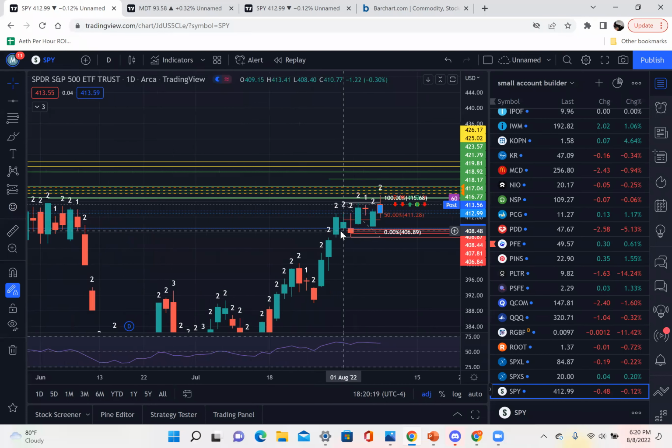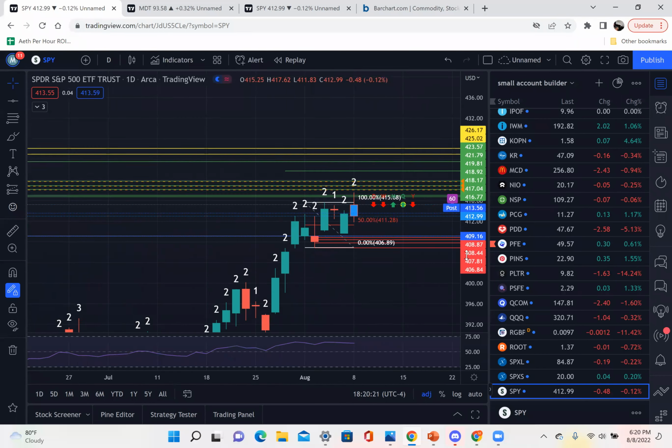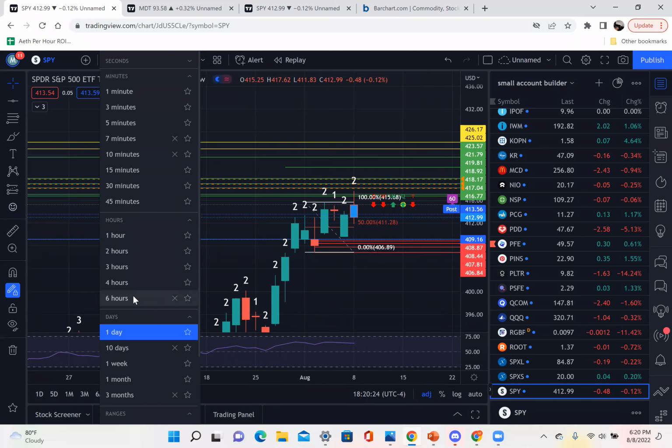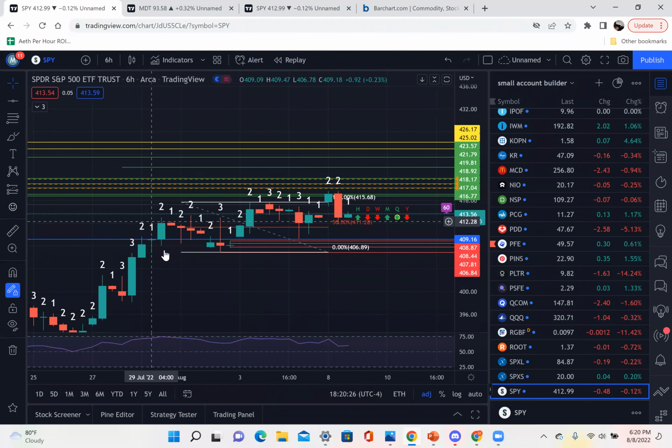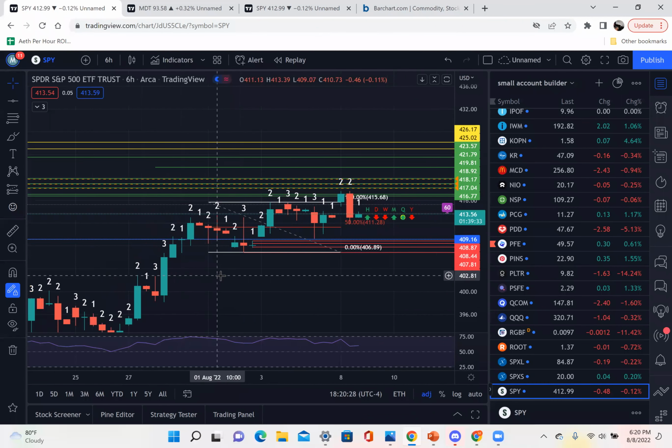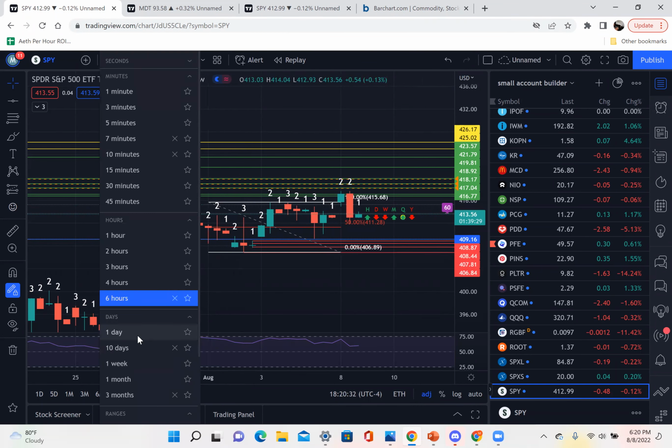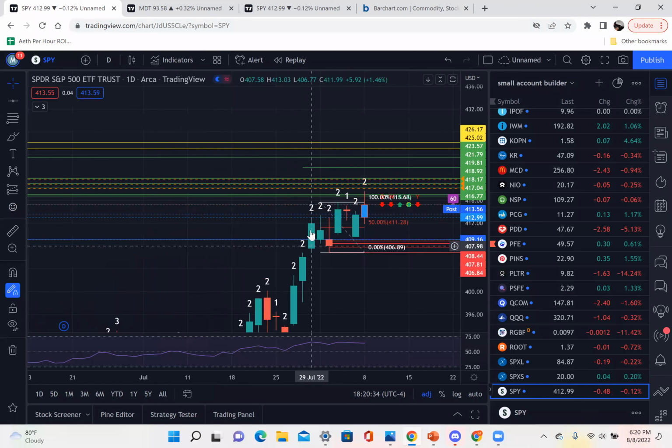So if we go down, now you see all this conjunction right here, right? Now we're gonna take it back down to a 6-hour time frame. Boom, that's that whole conjunction. Now you see how the chart is giving you a story. When we were looking at it from the day, it looks like, oh man, it's just choppy. It's consolidating, but it really is not. It's still aggregating to the upside, right?